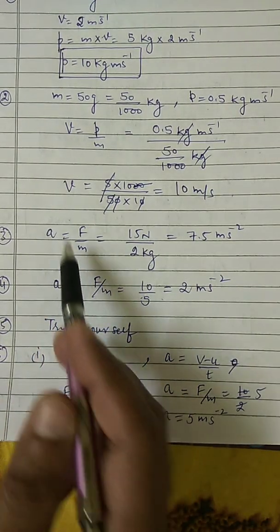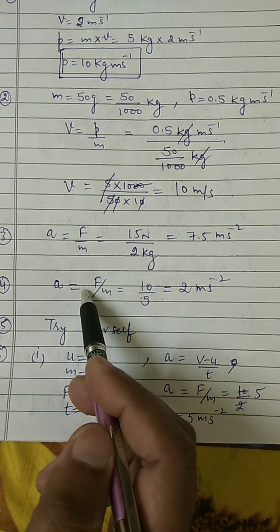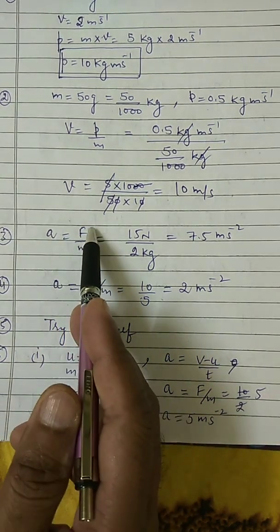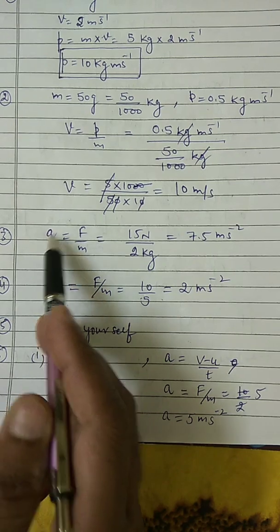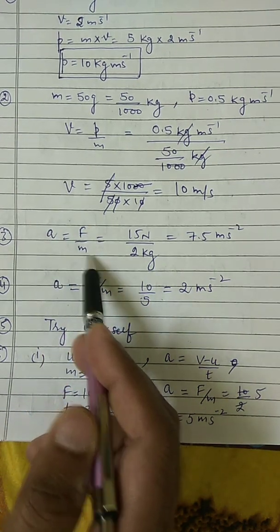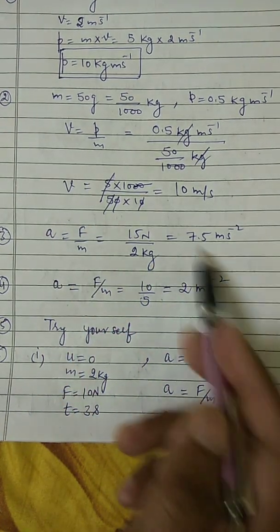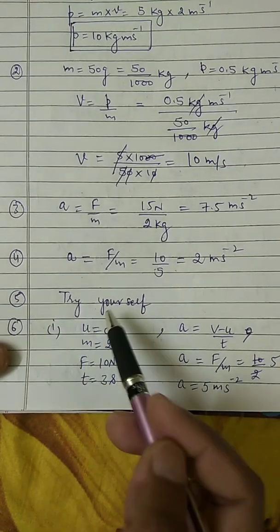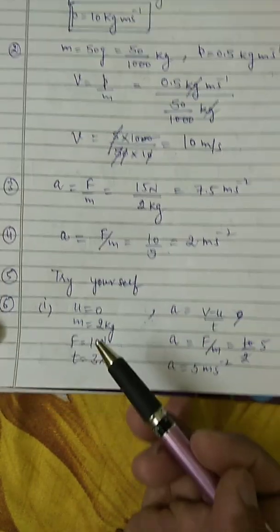Now third and fourth are exactly similar. Same formula you have to apply. Force is equal to mass into acceleration. From there you will have acceleration is equal to force upon mass. Substitute the values, you will get the answer. Fifth, try yourself, exactly similar.